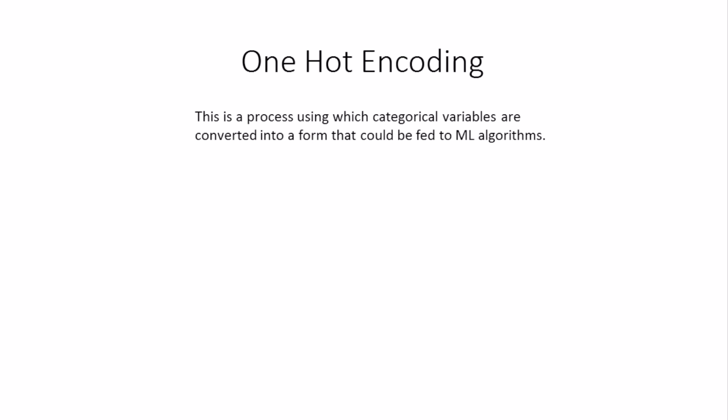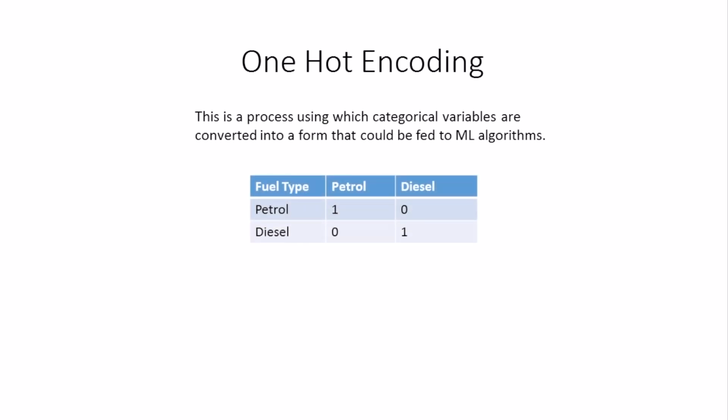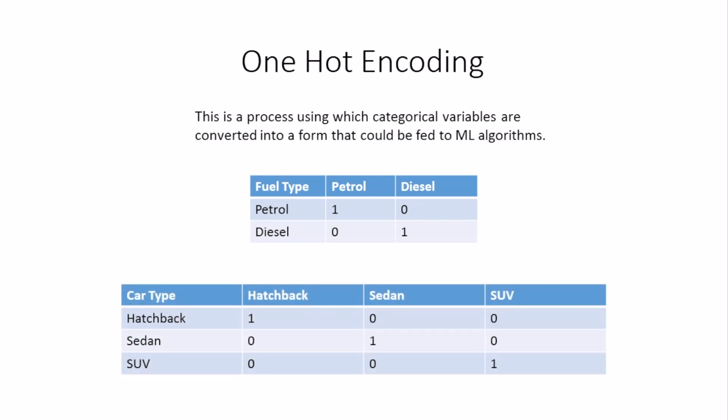Instead of a categorical variable, a new binary variable will be added for each unique category. In this example, for fuel type, we have considered only two categories. Therefore, as part of one hot encoding, two variables will be introduced. Then one will be placed in the binary variable for that fuel type and the rest of the variables will be 0. Similarly, car type can be converted like this.